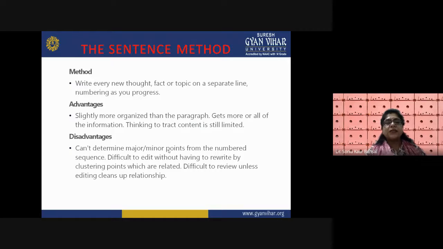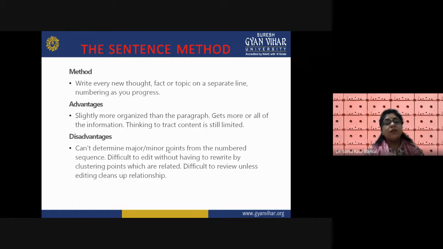Now, there is another method, that is the sentence method. Yes, it is also a method which most of you use. Write every new thought, fact or topic on a separate line. Whatever you are hearing during the class, write on separate lines numbered 1, 2, 3, 4, 5, 6 or A, B, C, D, or in Hindi, whatever you want to use for the numbers, you just write down the sentence. This is also one of the sentence methods of note taking.